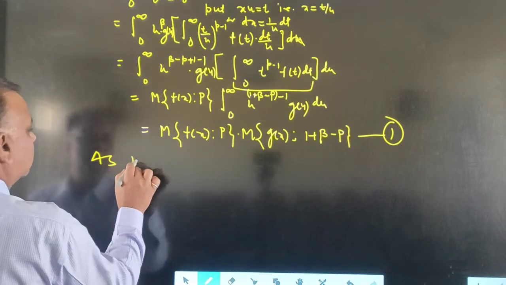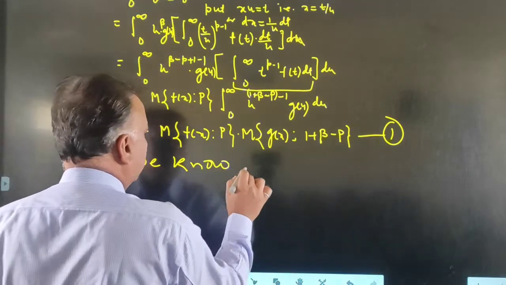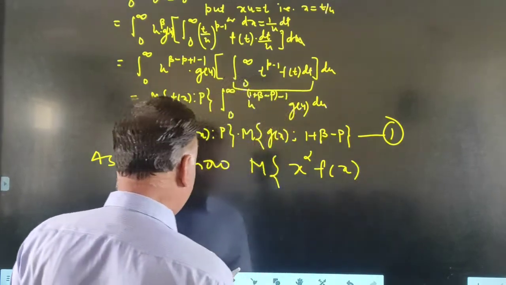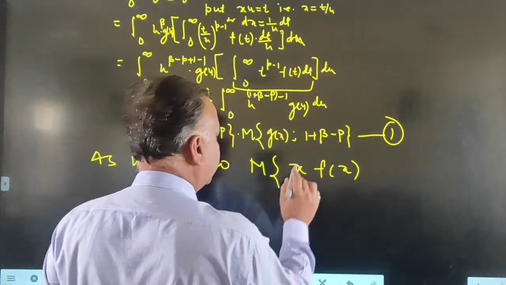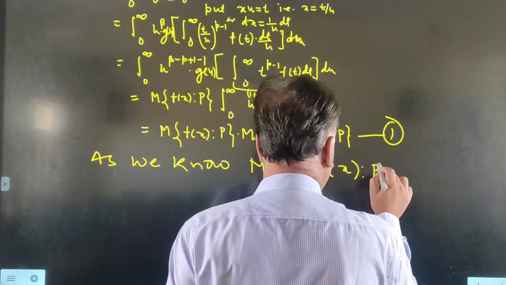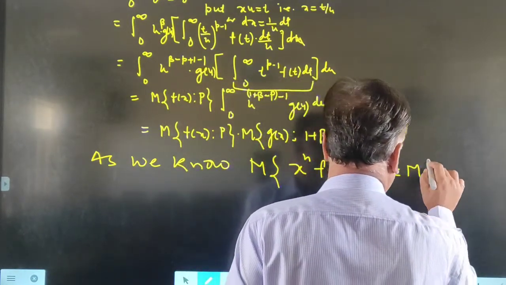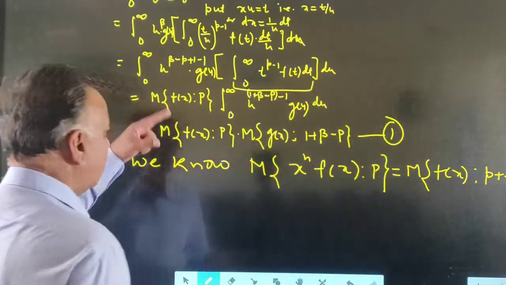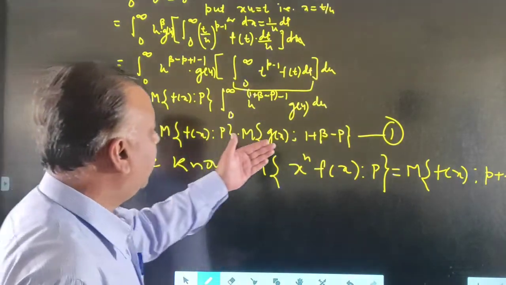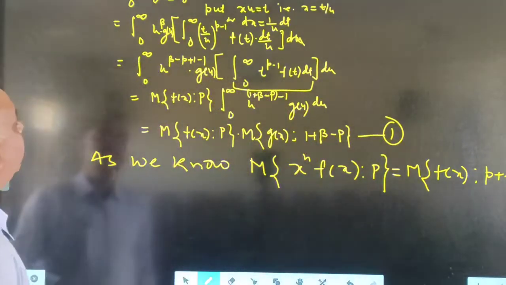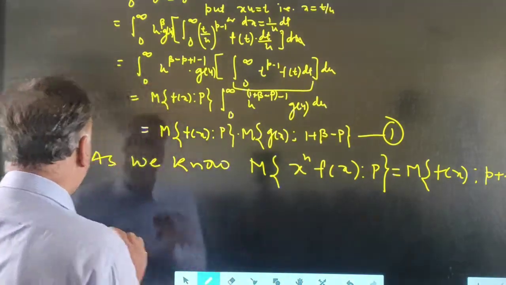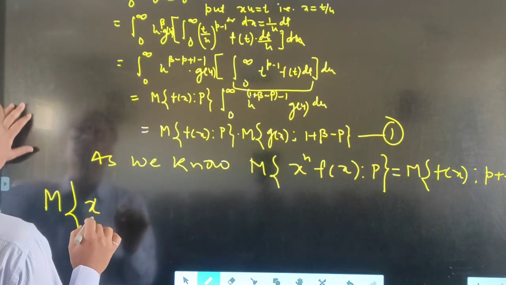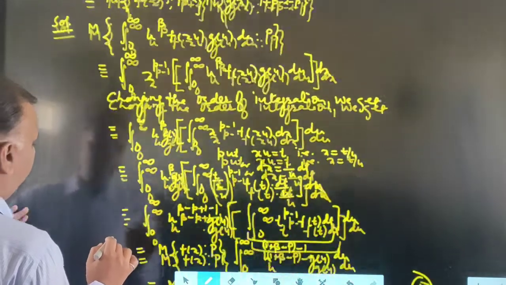As we know, the Mellin transform of the function x raised to alpha times f(x), or x raised to n times f(x), with respect to p, is equal to the Mellin transform of the function f(x) with respect to parameter p plus alpha. So as in equation first we have found the Mellin transform of the function, and now we have to find the Mellin transform of this function, x raised to alpha.